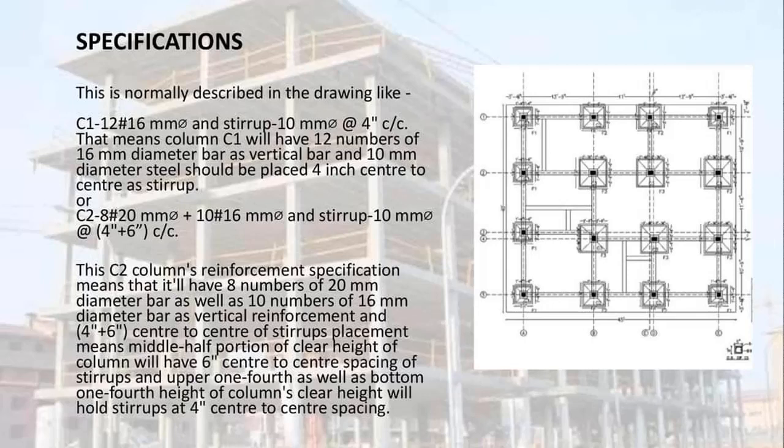This C2 column reinforcement specification means that it will have 8 numbers of 20 mm diameter bars as well as 10 numbers of 16 mm diameter bars as vertical reinforcement, and 4 plus 6 inch center to center of stirrup placement means the middle half portion of the clear height of the column will have 6 inch center to center spacing of the stirrup, and the upper 1/4 as well as bottom 1/4 of the column clear height will hold stirrups at 4 inch center to center spacing.